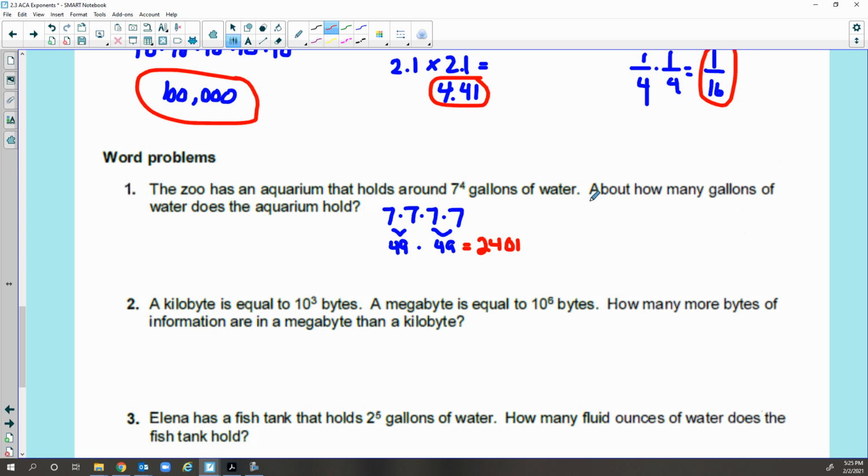It also told us to do this, about how many gallons. So we're going to have to round. We just have to use our best judgment to round. I would say this number, 2,401, I would just say that that's the same as 2,400. When you have that many gallons of water, 1 gallon is not going to make a huge difference. Okay, so that would be the rounding way for about.